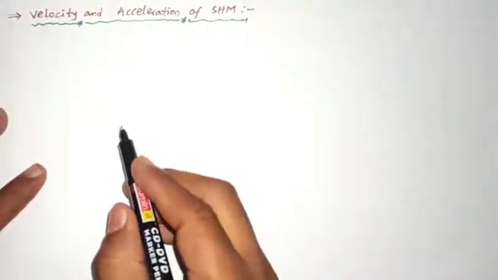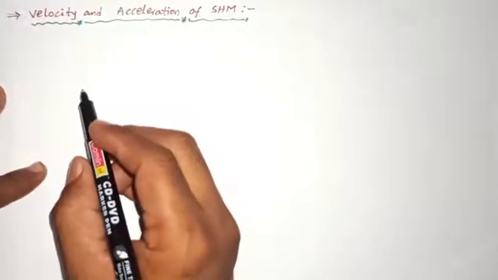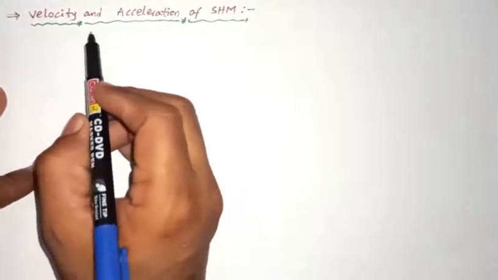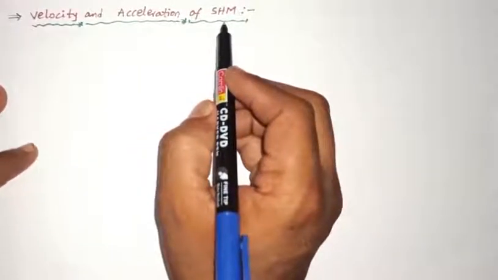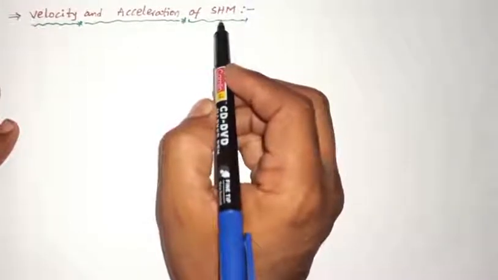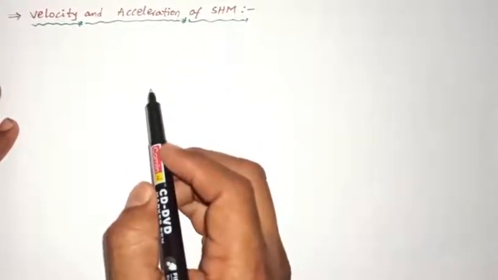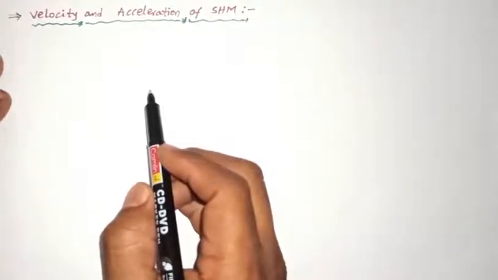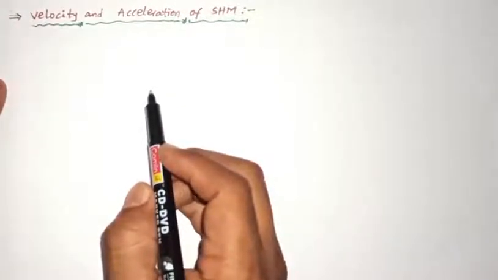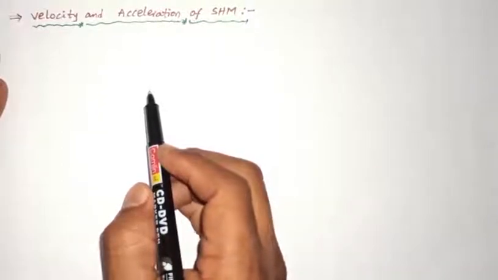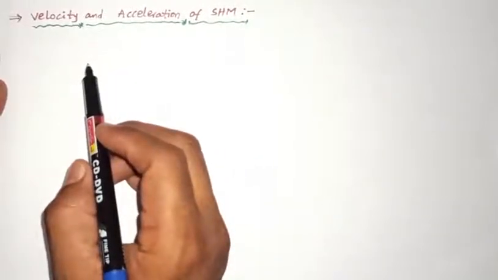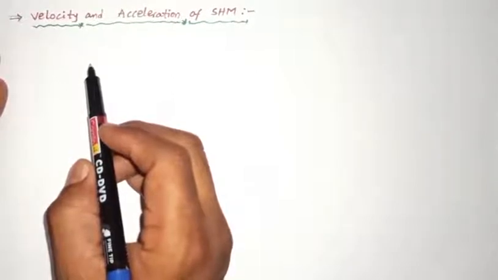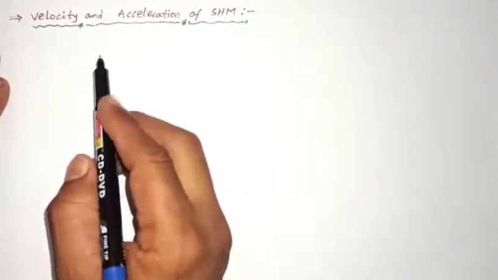Yes, hi everyone. Today we are discussing the velocity and acceleration of simple harmonic motion, that is SHM. We can find the velocity equation and the acceleration equation, and from this derivation we can plot the graphs for displacement, acceleration, and also velocity.